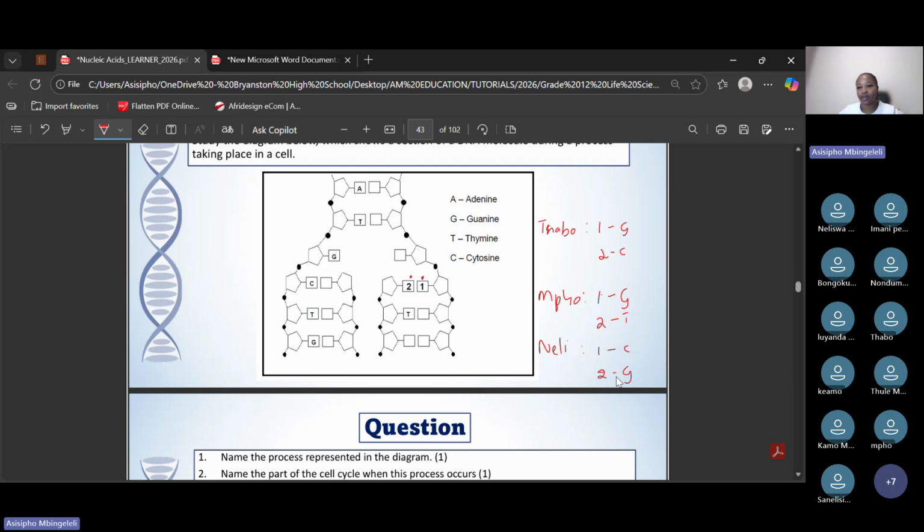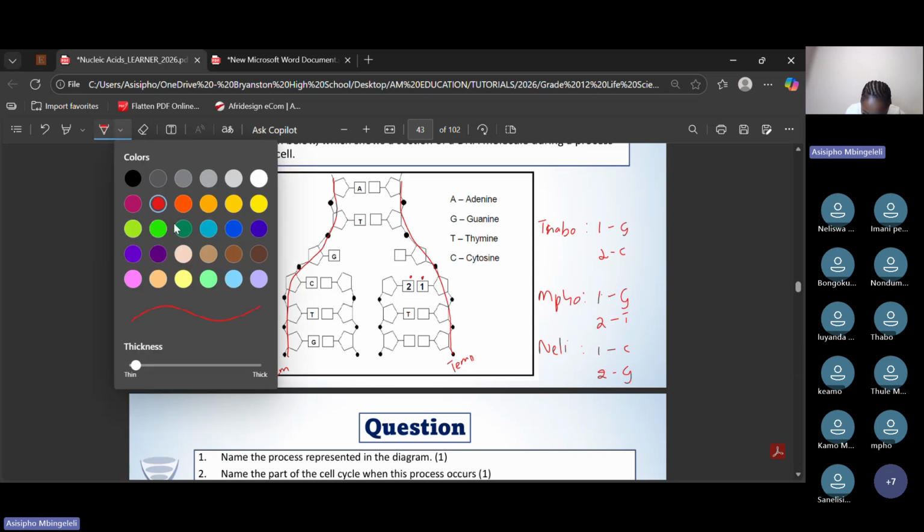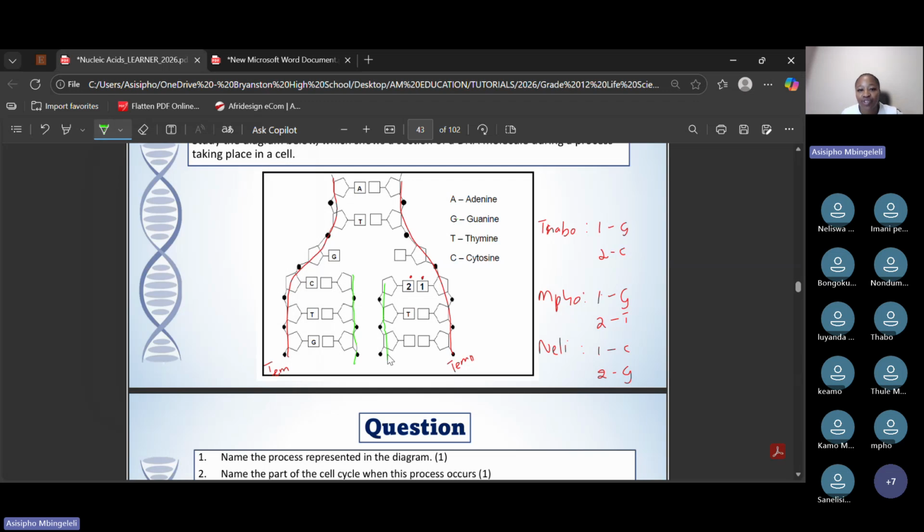Only one of these options is correct. Let's figure it out. So this is DNA replication. That means the strand on the outside will be the template strand. Let's remind ourselves of the diagram. The two strands on the outside will be your template strands. Then these two strands here in the middle, this strand that is formed here and this strand that is formed here, these are the complementary strands.